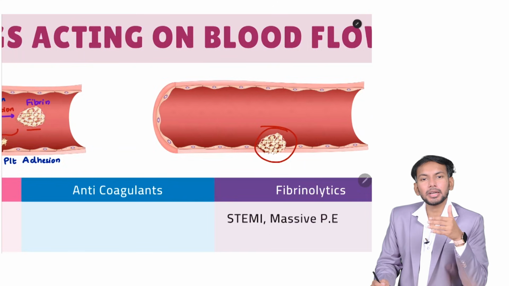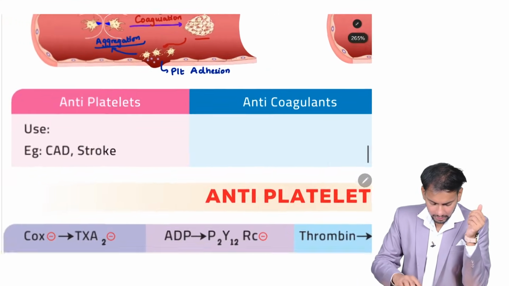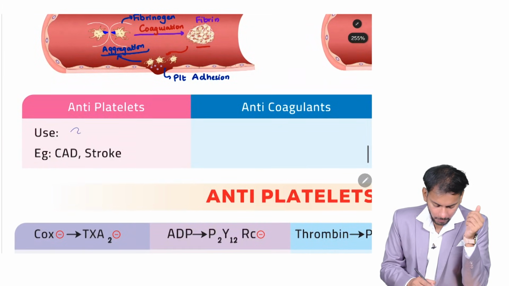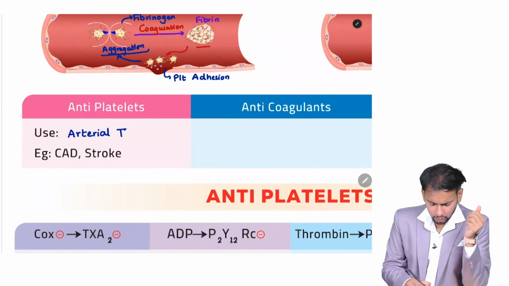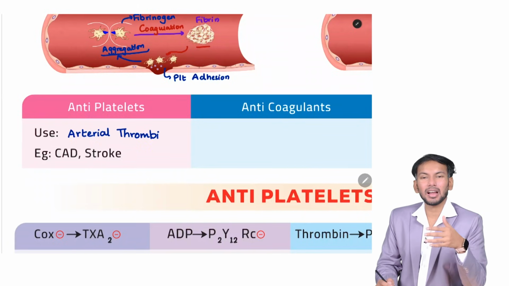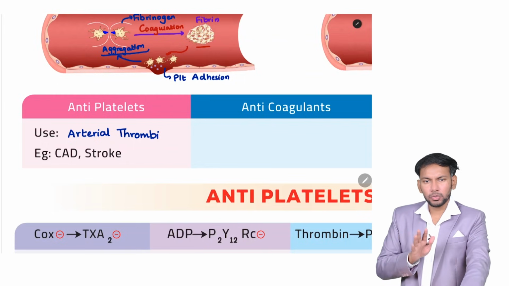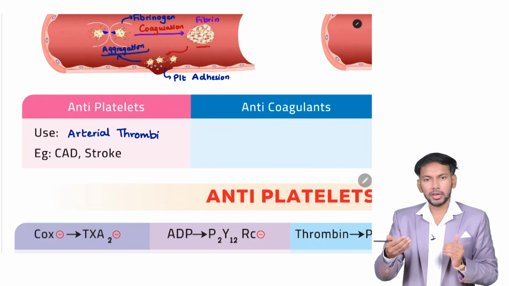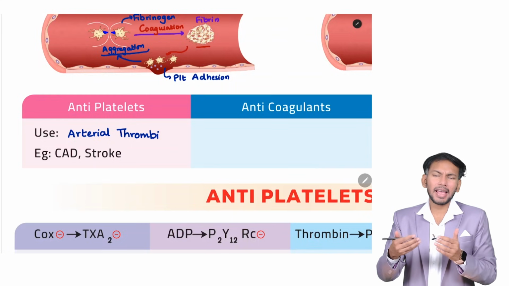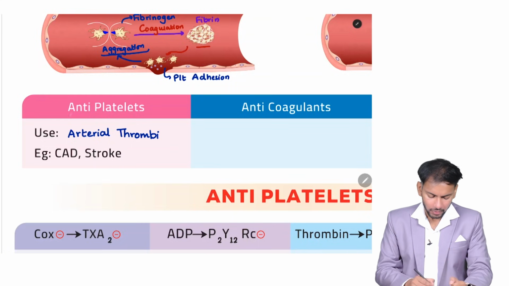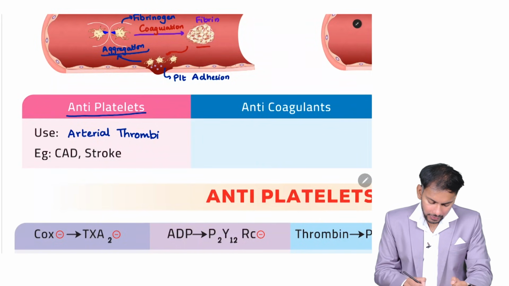Now, how many types of thrombi do you know based on the location? You will have something known as arterial thrombi, which means the thrombus is present in the artery. If it is present in the artery, the thrombus is mostly made up of platelets. So, will you use the drugs acting on the platelet or the coagulation pathway? Obviously, the drugs acting on the platelets. That is why we tend to use antiplatelets for arterial thrombi.